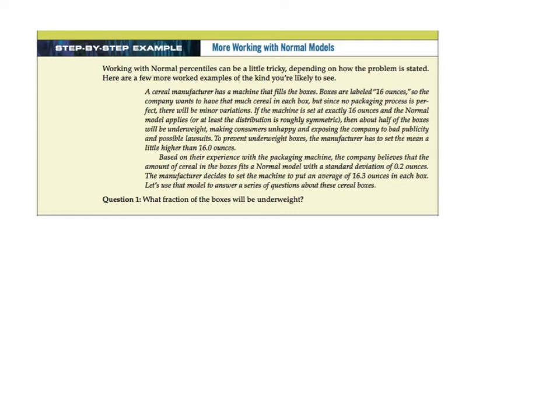Boxes are labeled 16 ounces, so the company wants to have that much cereal in each box, but since no packaging process is perfect, there will be minor variations. If the machine is set at exactly 16 ounces and the normal model applies, or at least the distribution is roughly symmetric, then about half of the boxes will be underweight, making consumers unhappy and exposing the company to bad publicity and possible lawsuits.